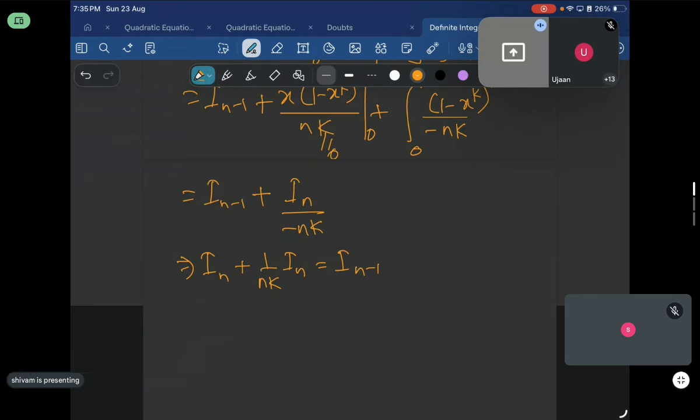So In common, nk plus 1. Did you people get this only? Has anyone solved it? No one?